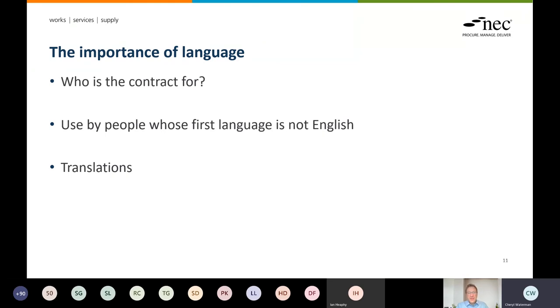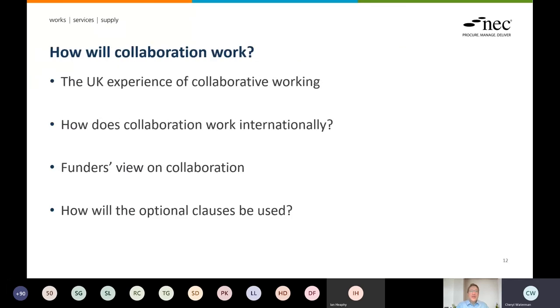And if possible, sometimes it might be easier to stick to the English version rather than take the risk with a translation, which may not quite get the spirit of NEC in the way that it's intended to. And if we move to the next slide, collaboration. And again, we've heard some of the prize winners speak about collaboration, how important it is.